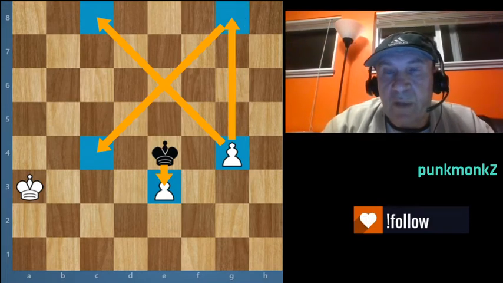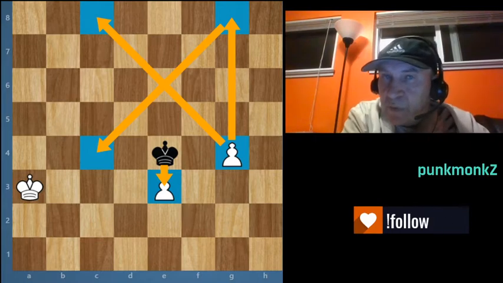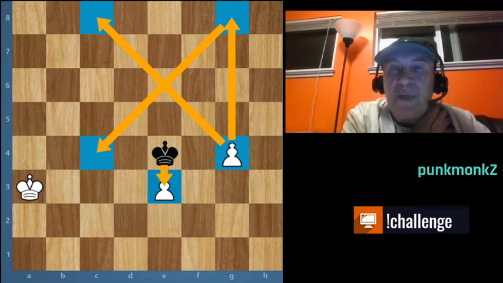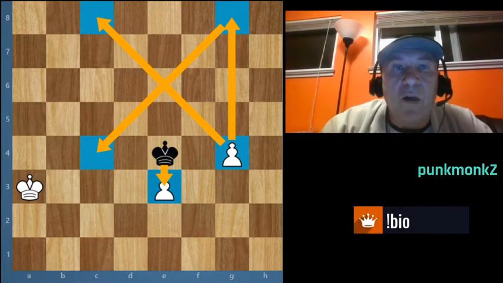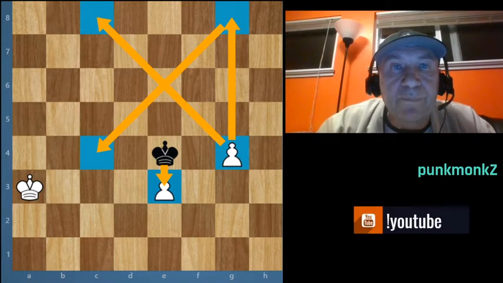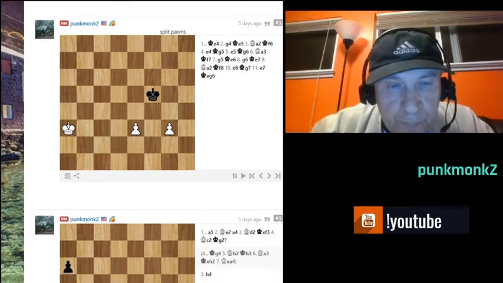And this now, and we talked about and I illustrated application of the rule of the square in terms of connected passed pawns and split pawns. All right, that was pretty easy, and let's move on.